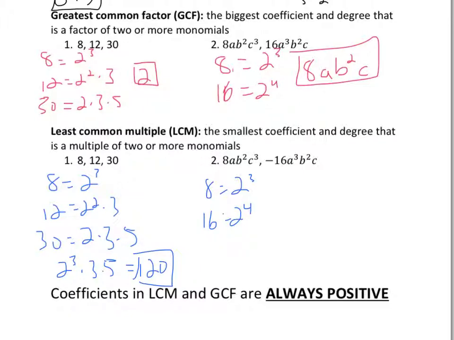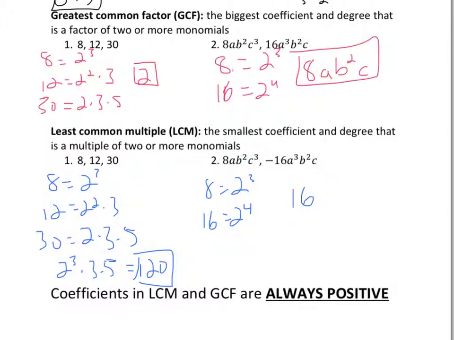So even if you have a negative in here, it doesn't matter. Okay, your coefficients are always going to be positive. Look here at the bottom. Coefficients are always positive. Doesn't matter if it's positive or negative. So don't let that confuse you. So you pick the biggest one. We know that our number here is going to be 2 to the 4th, which is 16.